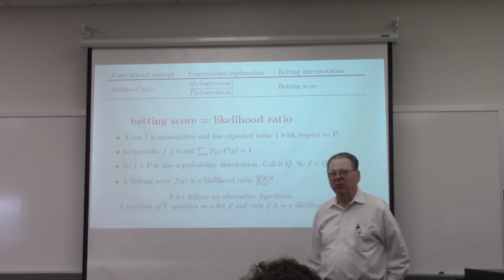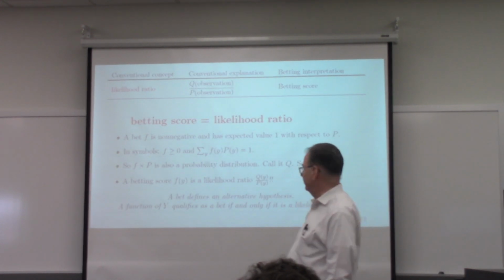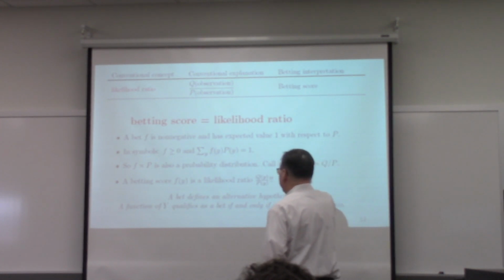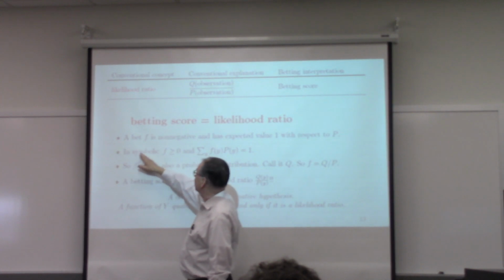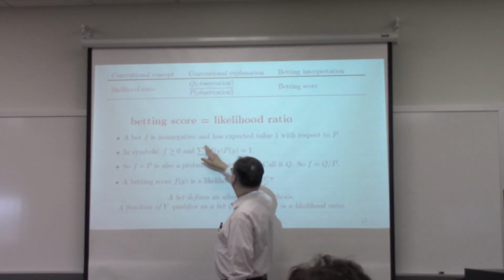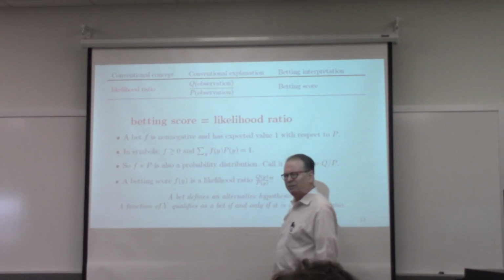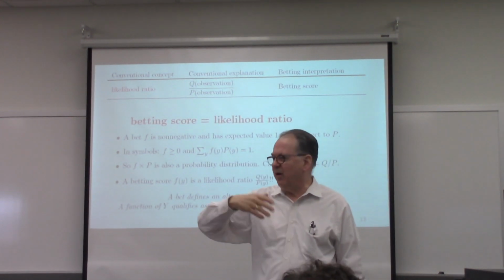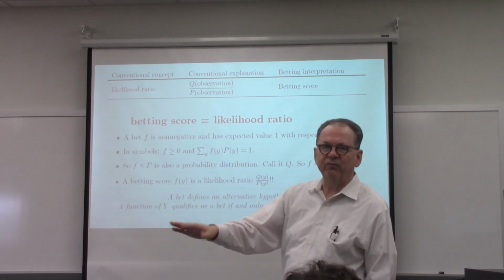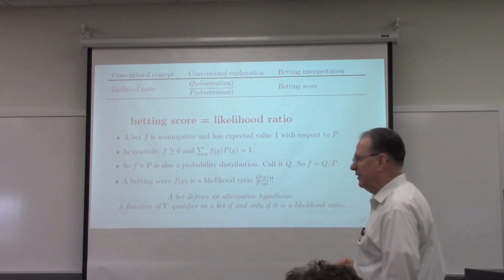Well, first of all, let me explain why a betting score is a likelihood ratio. So what is a bet? I defined the notions bet and betting score. I said a bet is a payoff that's non-negative and has expected value 1. For simplicity, we make the expected value 1 because we're only interested in how much the payoff multiplies.